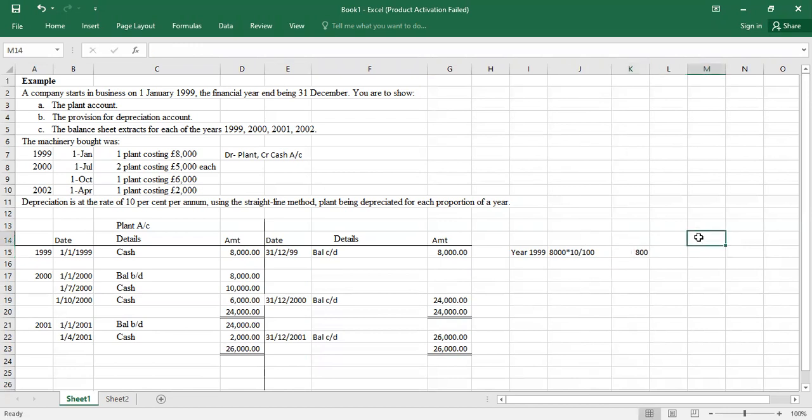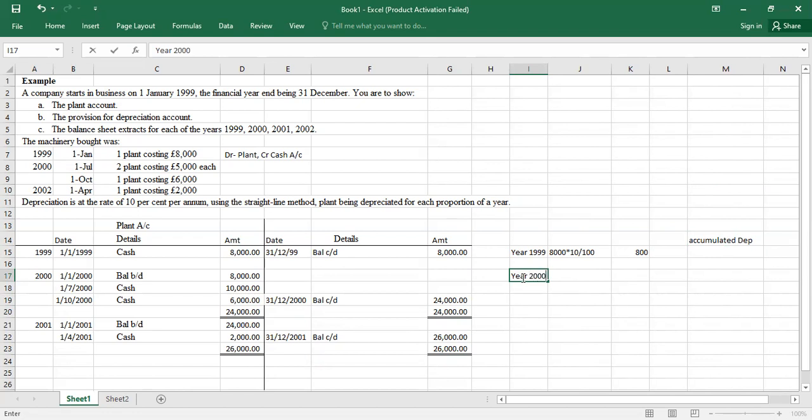Let me have a column here and call it accumulated depreciation, where I'm going to record the year-to-year totals for purposes of tracking. So that is year 1999.